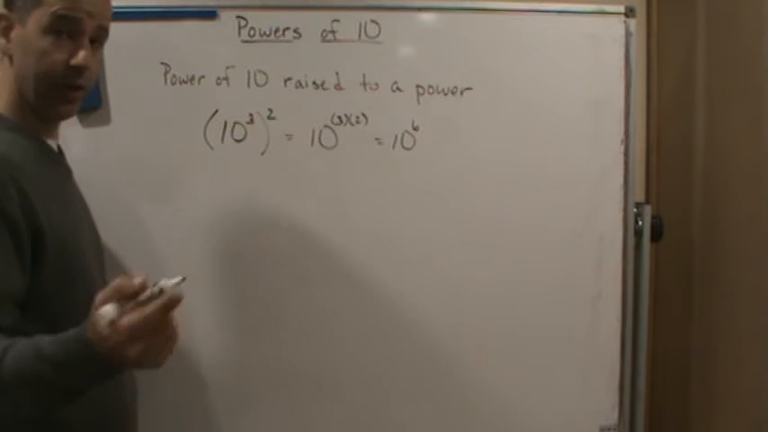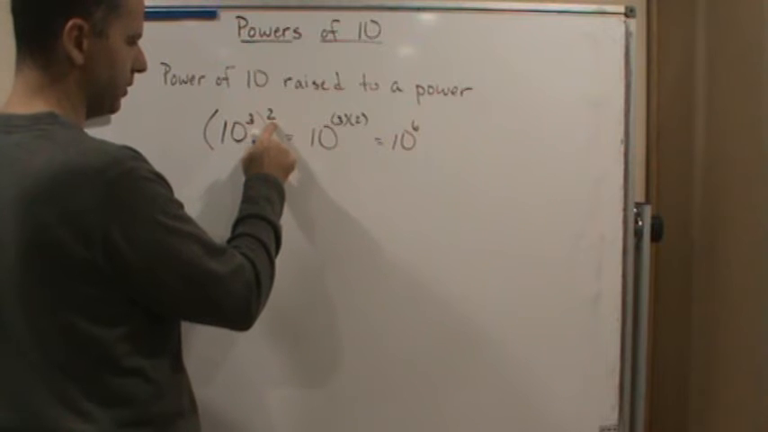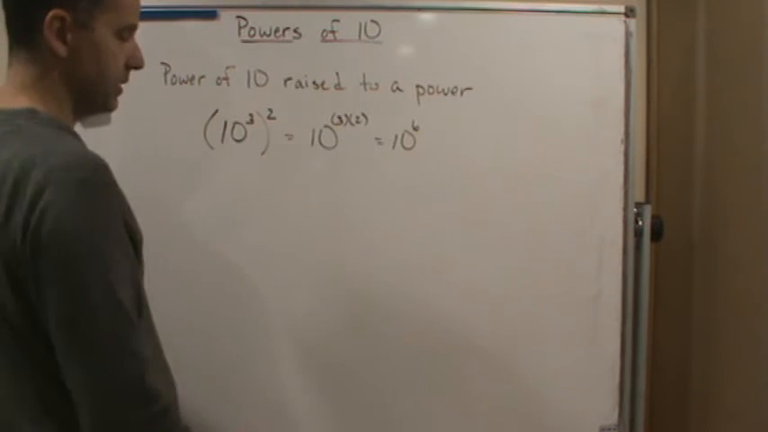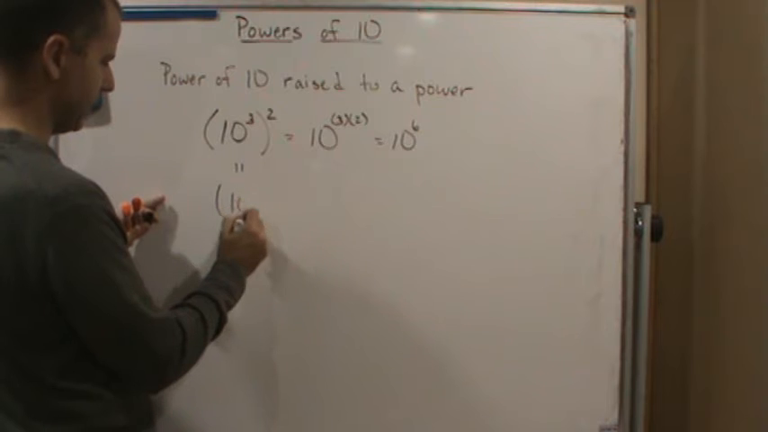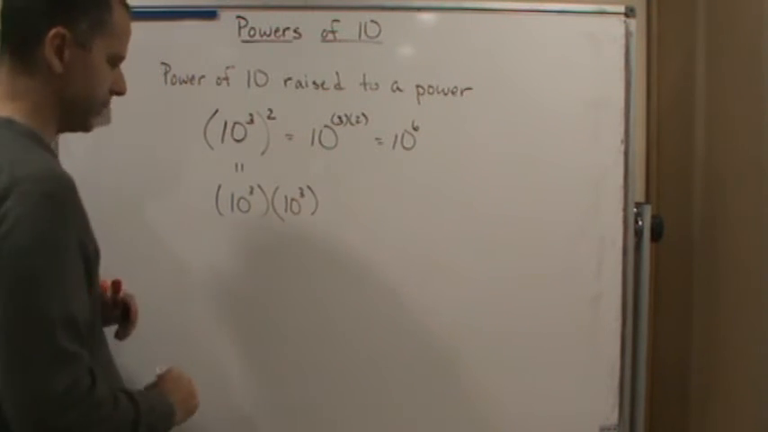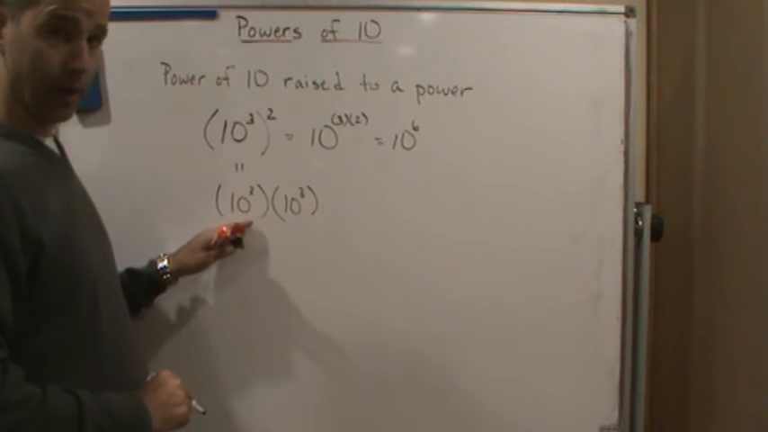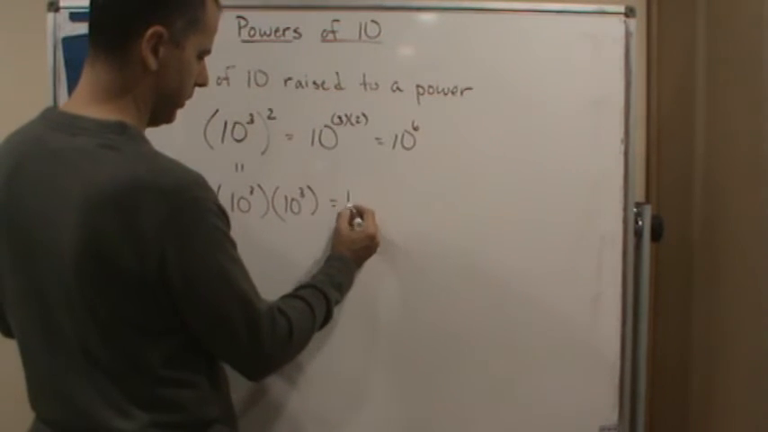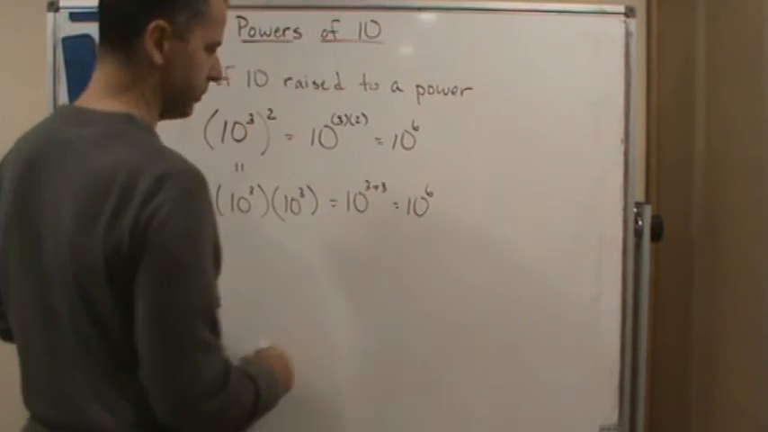Now, we could use the other property of exponents too, because remember, all we have to do is use the definition of an exponent. So what does 10 to the third to the second power mean? Well, this just means I'm taking 10 to the third power times itself twice, right? And so what does the other rule of exponents talk about? Well, if we multiply powers of 10, we add the exponents. So this is going to be 10 to the third plus third, which equals 10 to the sixth. We get the same thing.